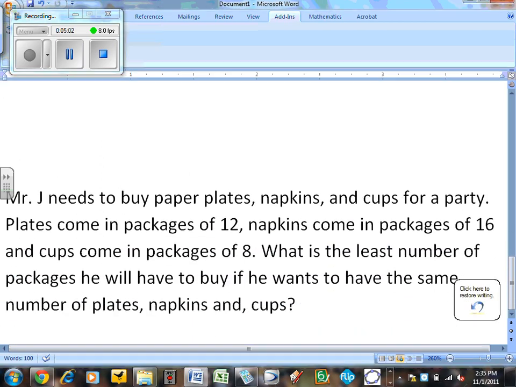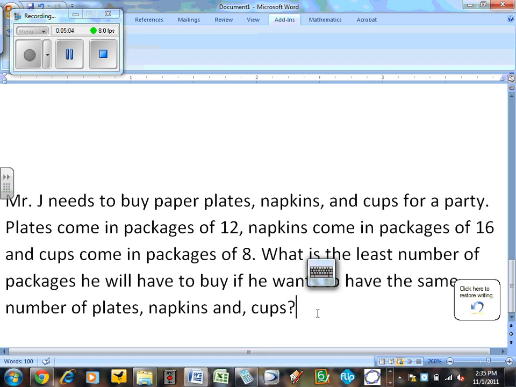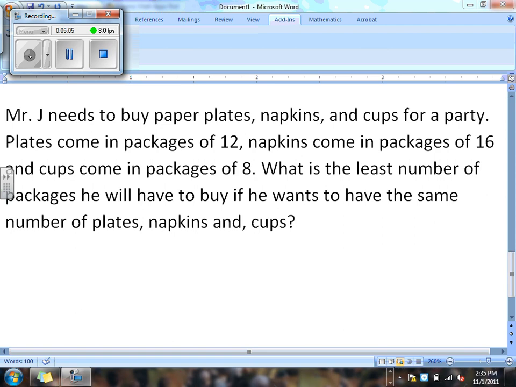So one last problem. It says Mr. J needs to buy paper plates, napkins, and cups for a party. Plates come in packages of 12, napkins come in packages of 16, and cups come in packages of 8. What is the least number of packages he will have to buy if he wants to have the same number of plates, napkins, and cups?